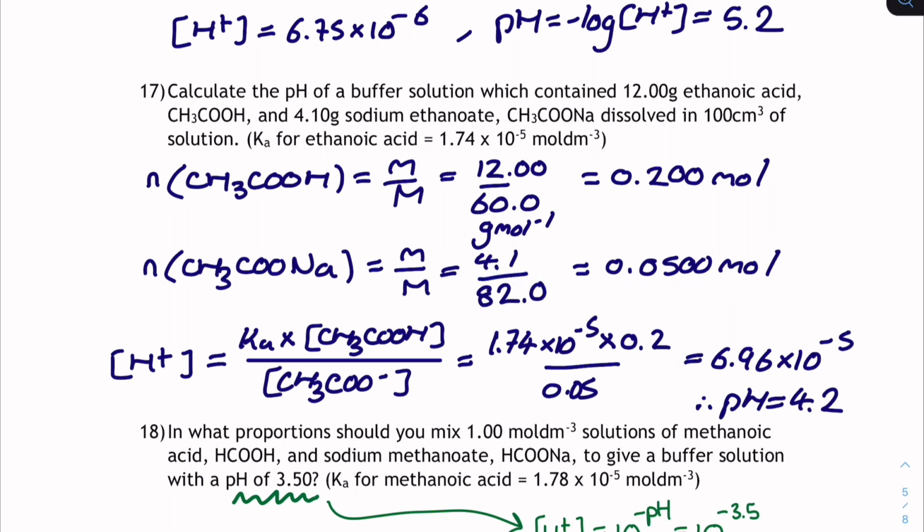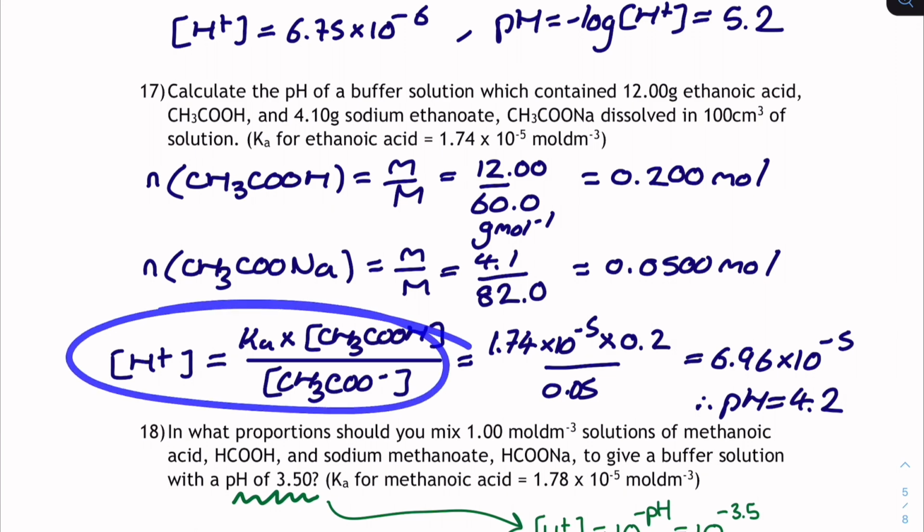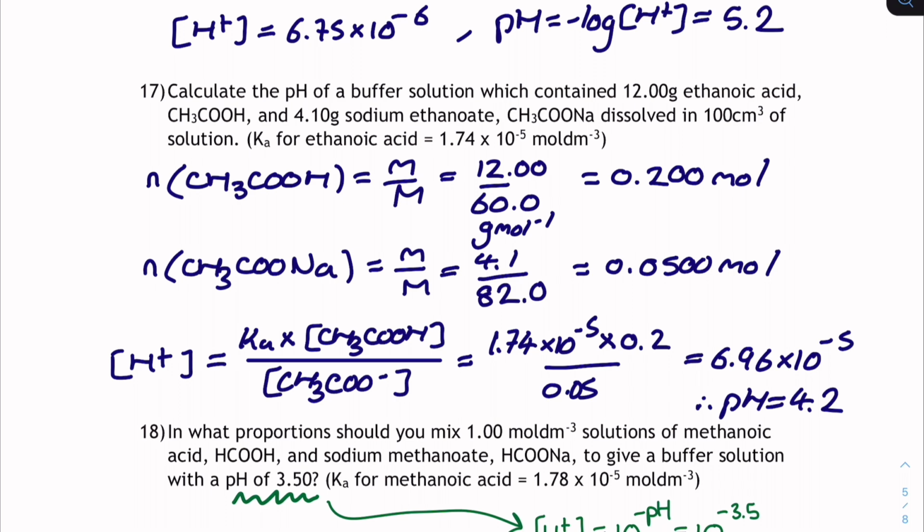Putting that into the rearranged Ka expression, which is part of my templates that I need to learn to make sure that I have the H plus ion concentration easy to calculate for the buffer, it gives me a value of 6.96 times 10 to the power of minus 5, and that gives me a pH of 4.2.